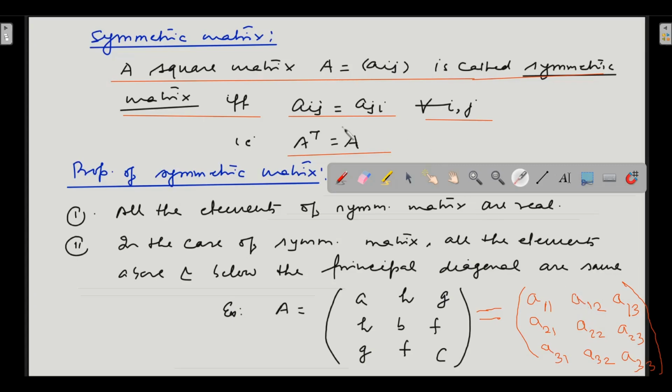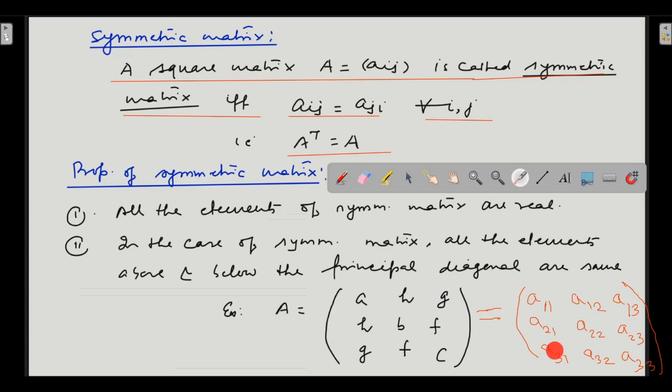Now if we interchange i and j, the elements are same. That is the meaning of this. Have a look. A12, A21 elements have been interchanged. I mean the subscripts i and j have been interchanged. So those two elements must be equal, and they are equal.